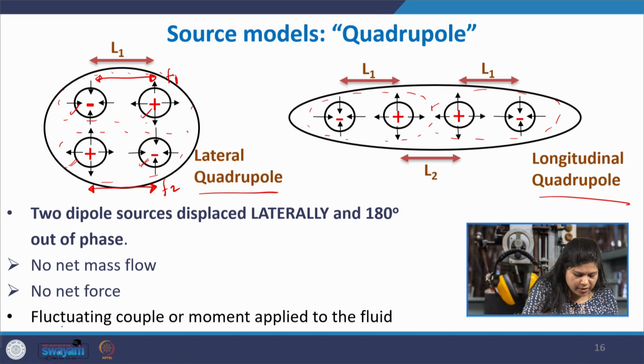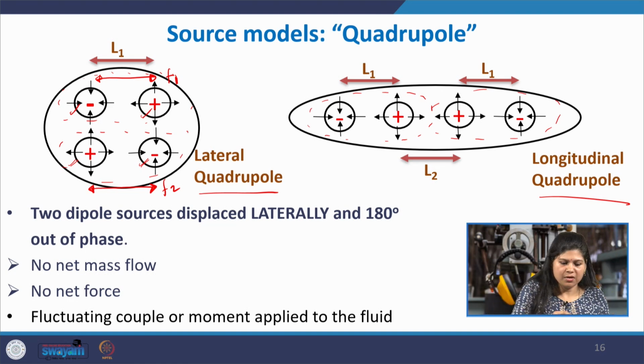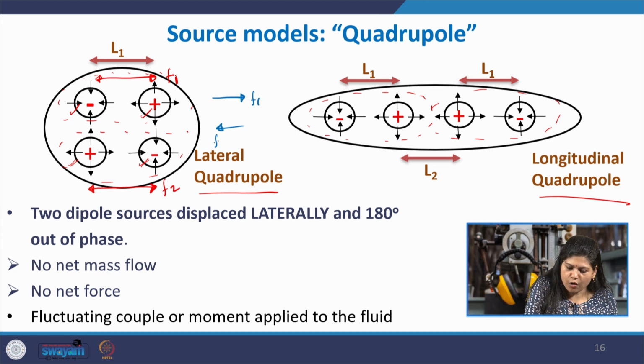So, now F1 and F2 are what? They are forces due to these individual dipoles, because the dipoles are placed in antiphase. So, when this is plus, this is becoming minus, which means plus here means expansion of the sphere and minus means the contraction of the sphere. So, they are placed opposite. Which means that when F1 is in this direction, F2 is always opposite to it, and when F1 is here, F2 again is opposite to it.